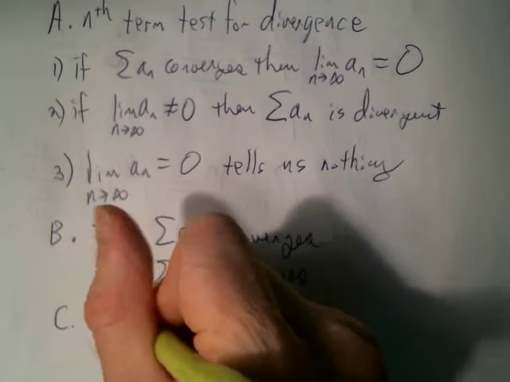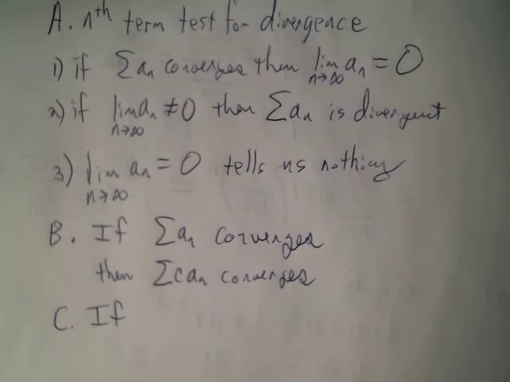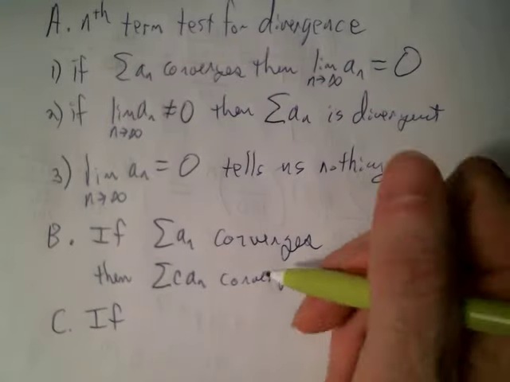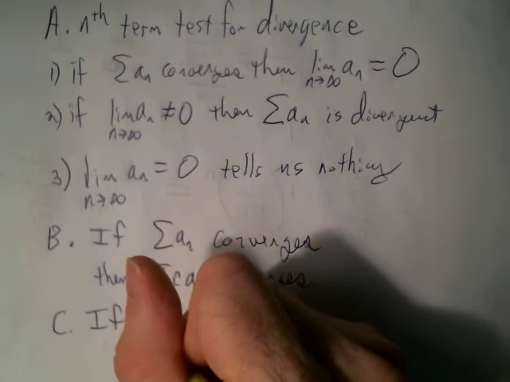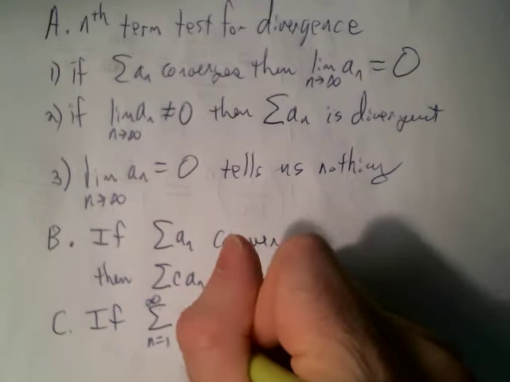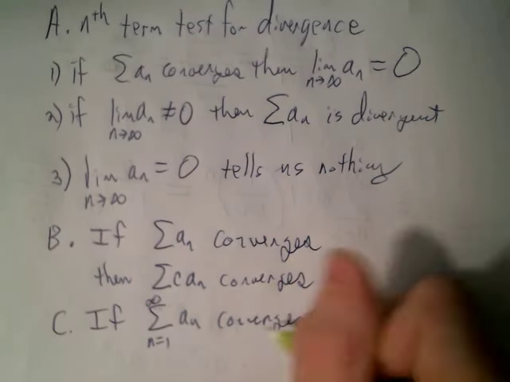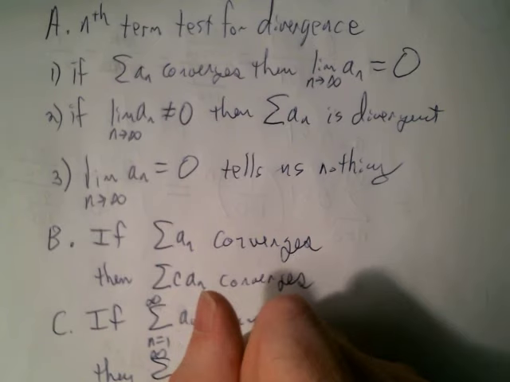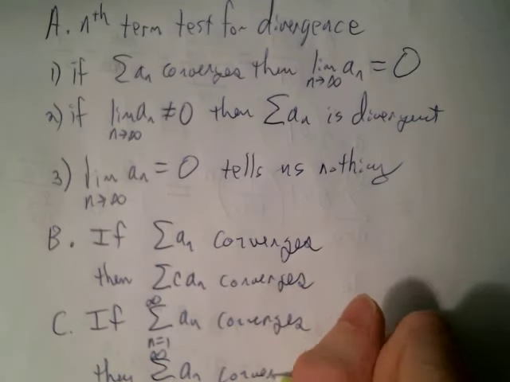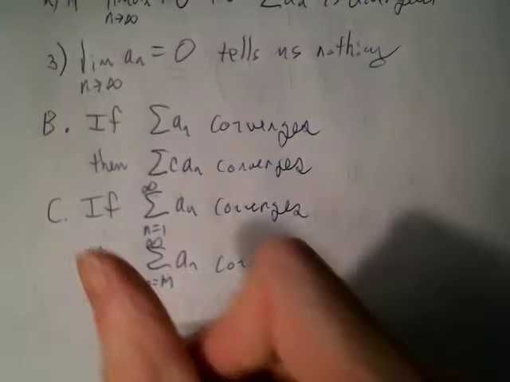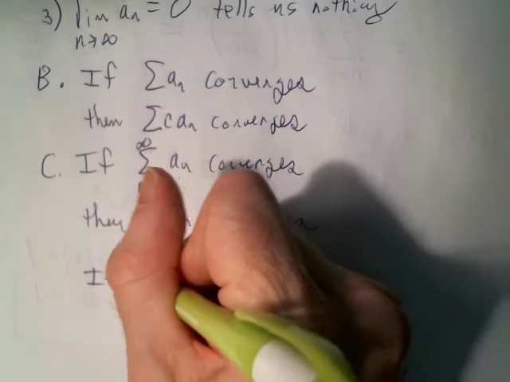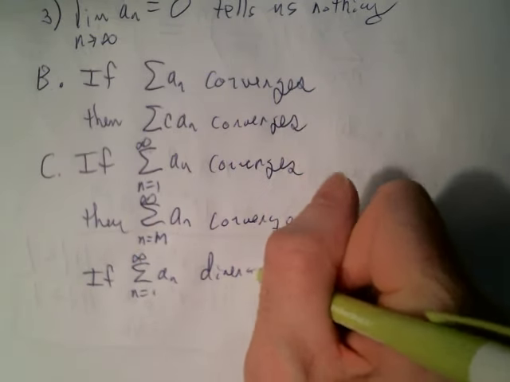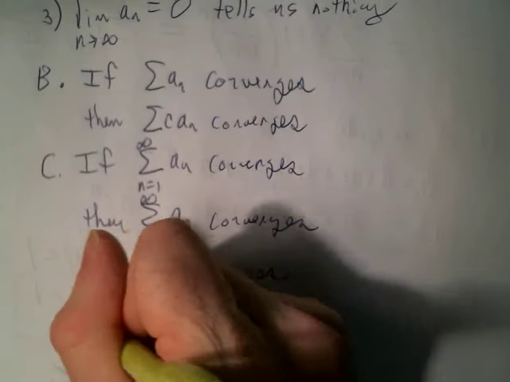The other factoid: you can chop off a huge part of a convergent series, and it will still converge. You could chop off a huge part of a divergent series and it will still diverge. So if the sum from n equals 1 to infinity of a sub n converges, then the sum from n equals big M to infinity of a sub n will also converge. And likewise, if the sum from n equals 1 to infinity of a sub n diverges, and you multiply it by a constant, it will still diverge.